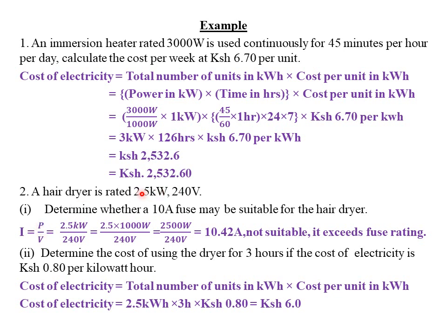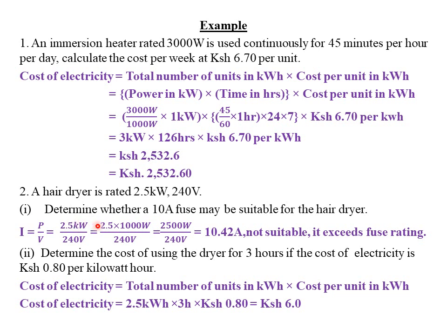So we're given the power as 2.5 kilowatt. So 2.5 kilowatt divided by the voltage, which is 240 volts. Of course, because I want to find the current, I'll express each quantity in its respective SI unit. Now the SI unit for power is simply the watt. Therefore, I'm going to convert the 2.5 kilowatt into watt.